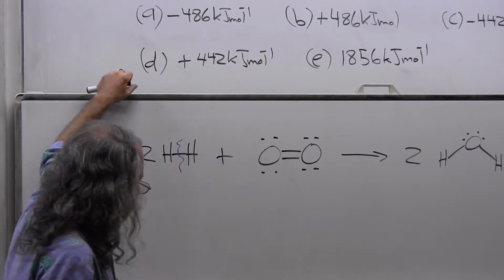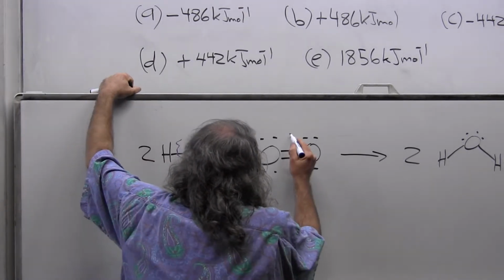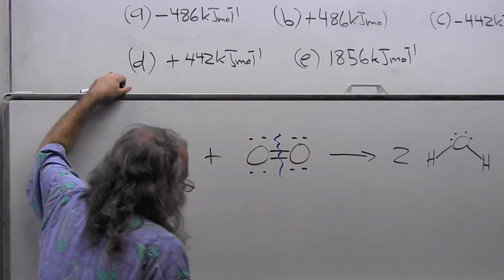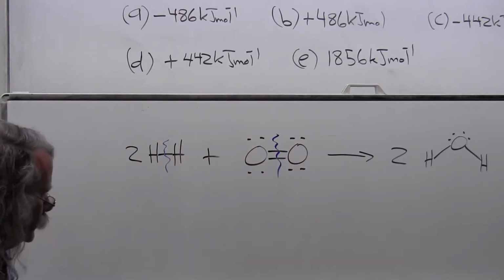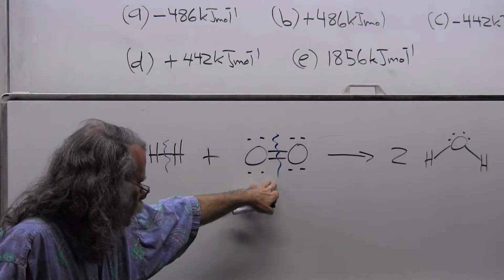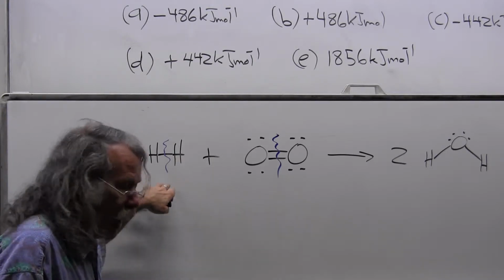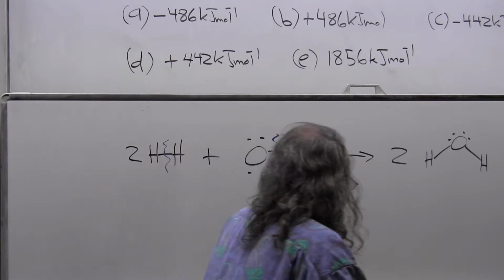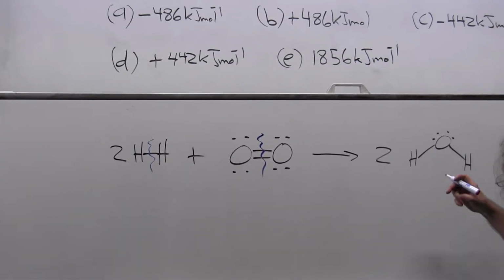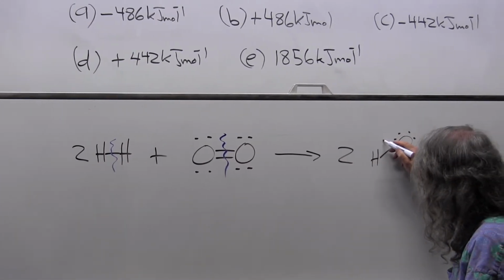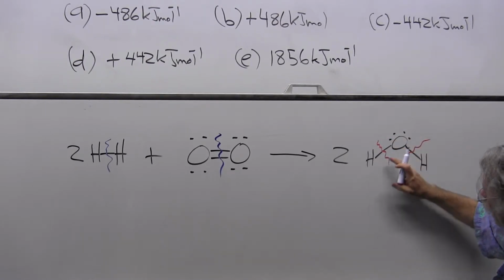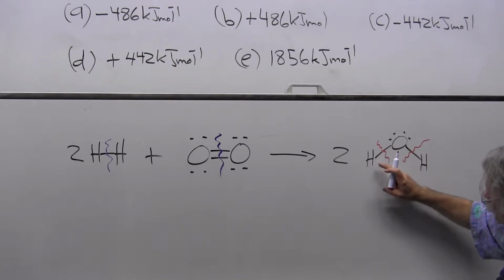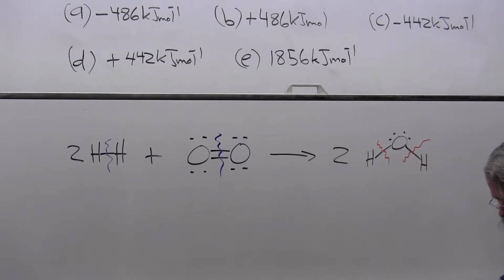So I'm going to have to break this hydrogen-hydrogen bond. I'm going to have to break this oxygen-oxygen double bond. And then these are going to be endothermic. So I'm going to have to add the bond dissociation enthalpies. And then I'm going to produce 2 water molecules, in which case for each water molecule, I'm going to form 2 hydrogen-oxygen single bonds.